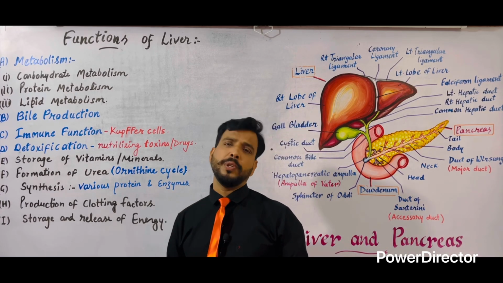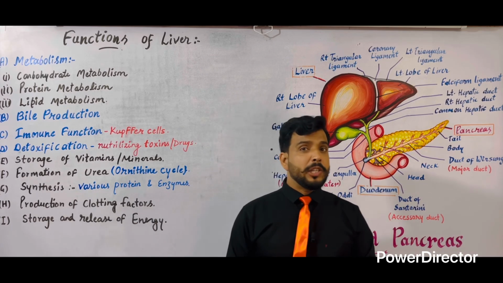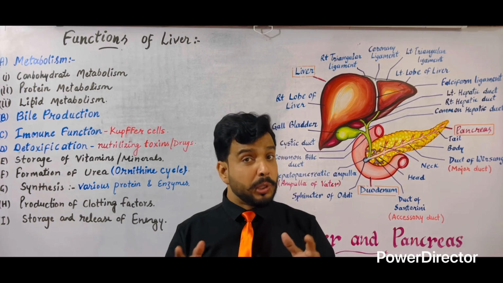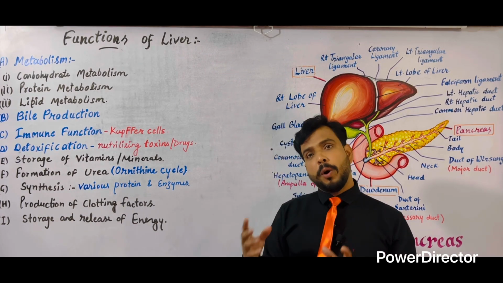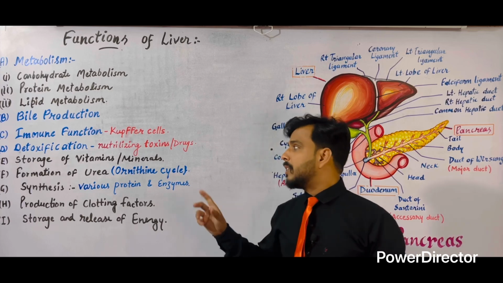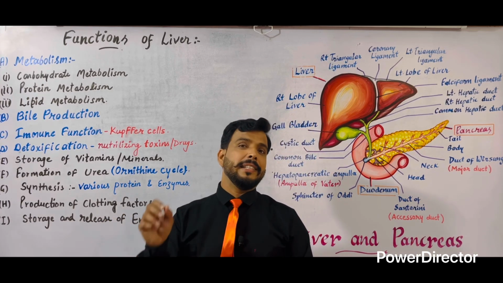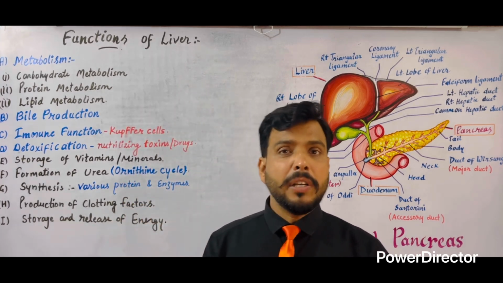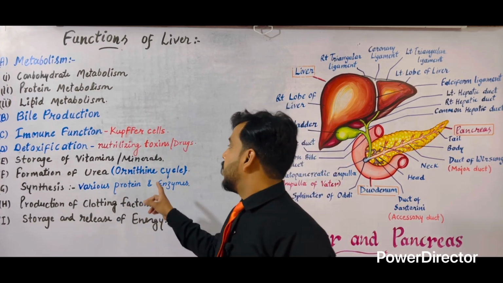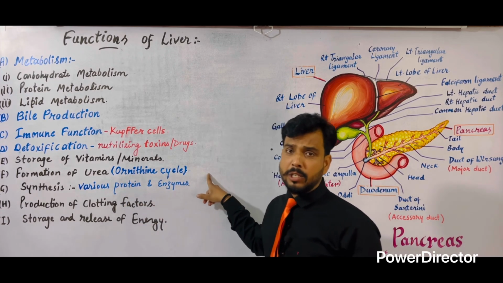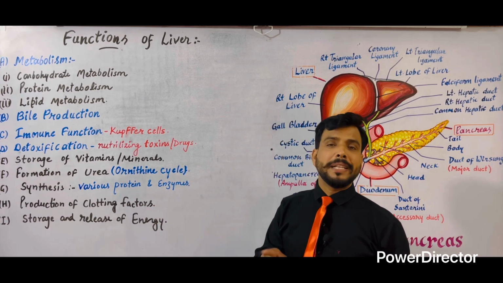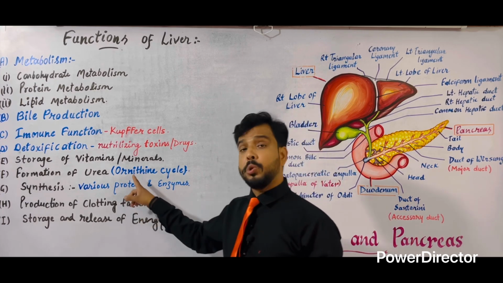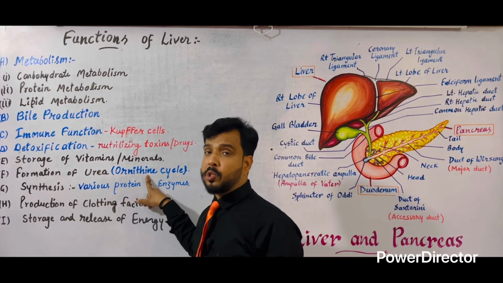Next one is formation of urea. As we know, humans are ureotelic animals, meaning we excrete urea in our urine. The urine is formed in the kidney, while the precursor of urine, which is urea, is formed inside the liver. With the help of ammonia and carbon dioxide, the liver produces urea through a cycle known as the ornithine cycle. So the ornithine cycle is a phenomenon that takes place inside the liver, in which CO2 and ammonia are converted into urea. So the formation of urea is a main function of the liver.